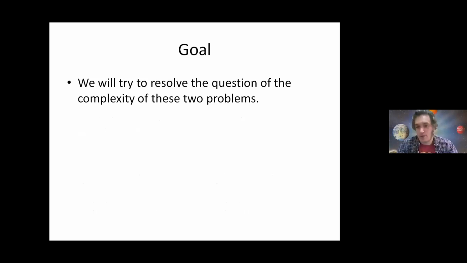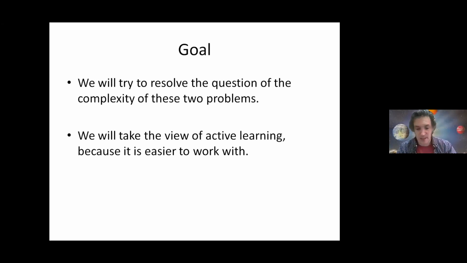And so the goal for the rest of this talk is to try and resolve the question of the complexity of these two problems: how many queries are needed. For basically the rest of the talk, we will take the point of view of active learning, because I think it's a little bit easier to work with. It's more intuitive to think of the things that you are trying to learn as the values of a function on points, than to think of them as hyperplanes that you're trying to find what side things are on. Of course, the math doesn't matter; this just seems useful for intuition.